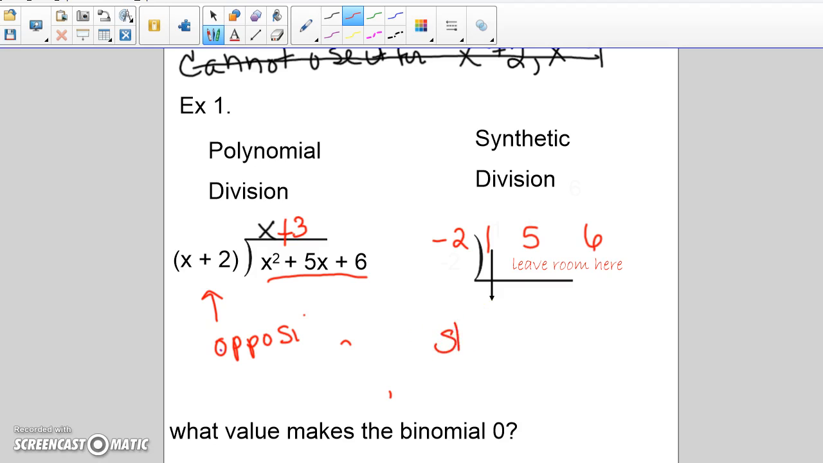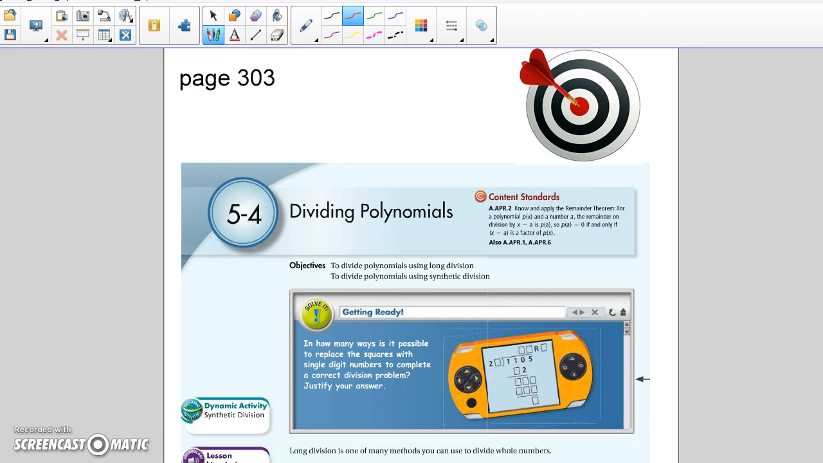Okay, so that's the start. We're going to practice the rest of the problems, and I'm going to teach you how to do this. All right, next slide. Your learning target for today: by the end of this lesson, you are going to be able to divide polynomials using synthetic division. Where is this in your textbook? Page 303, and that's our goal.